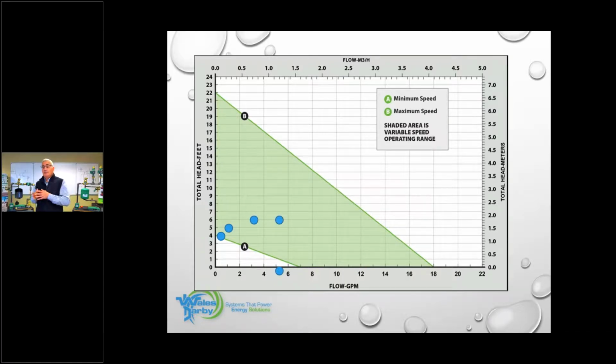All right, so that's a great option right there. So I'm going to zone this with zone valves, use a delta T circulator. We'll nail the delta T. We will deliver the best comfort on the job.